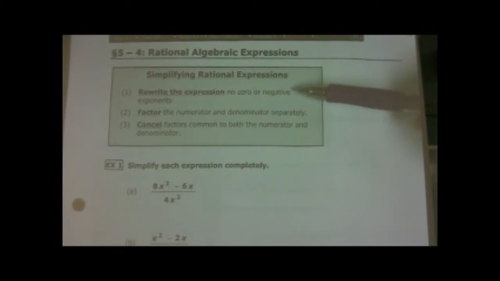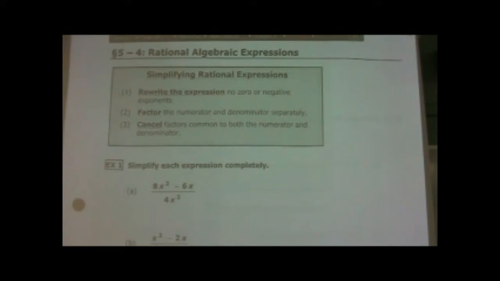The first one is if your expression is written with 0 or negative exponents, you need to write it as a rational expression. That's example D below. We'll be doing one like that. Once that is accomplished, you're going to factor the numerator and denominator. So we're going back to factoring again. And then you're going to cancel the factors that are common to the numerator and denominator.